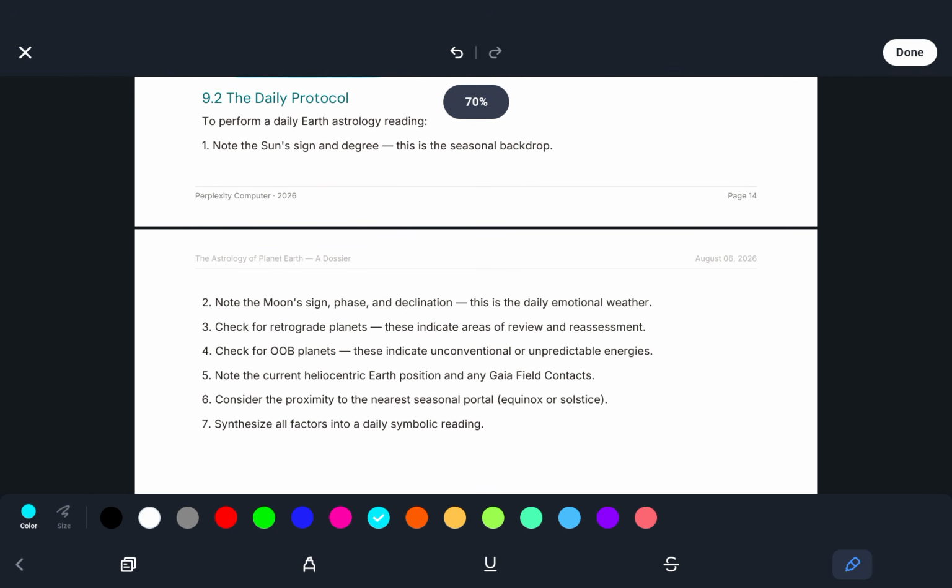So the daily protocol here is to perform a daily Earth astrology reading. And what we're going to do is note the sun sign and degree. This is the seasonal backdrop here. Note the moon sign, phase, and declination. Okay, this is the daily emotional weather.